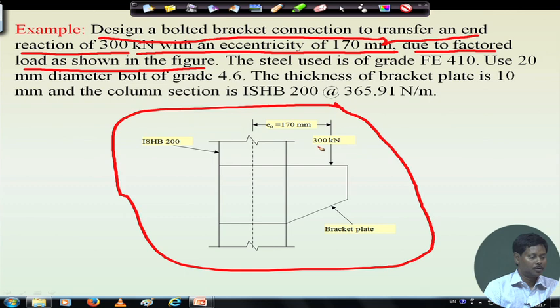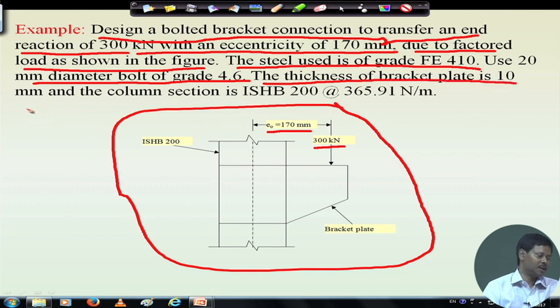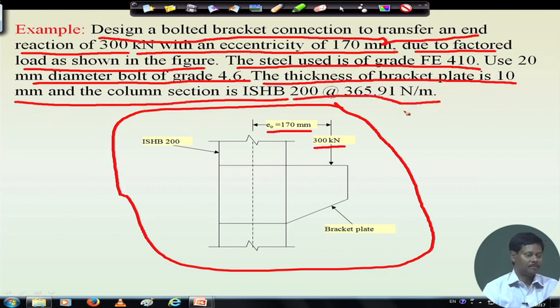The 300 kilonewton load is given and the eccentricity is 170 millimeter, and the steel used is of grade Fe 410. Use 20 mm diameter bolts of grade 4.6, that means bearing type bolts, and the thickness of the bracket plate is 10 mm and the column section is ISHB 200 at 365.91 Newton per meter. So, this is the example we will try to solve.